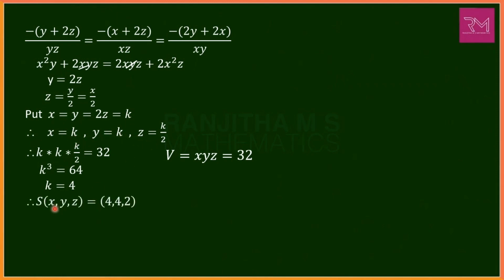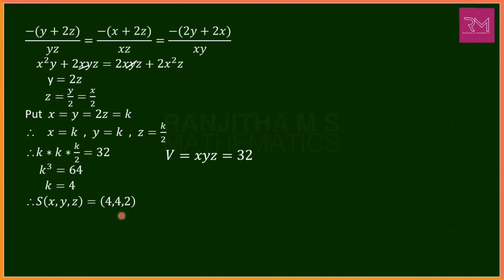Once we get the value of k as 4, substitute the k value, and we get the value of xyz. Since k is 4, x is 4, y is 4 and z is k by 2, that is 4 by 2, which is equal to 2. This is our xyz value, that is, the stationary point value is 4, 4, 2.